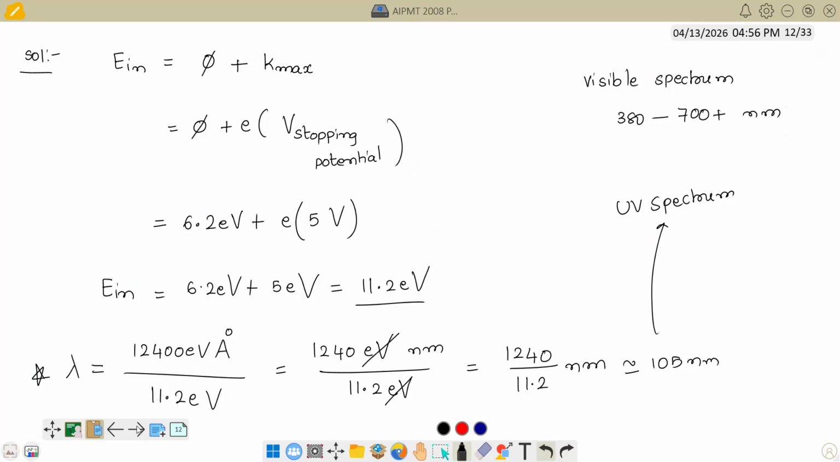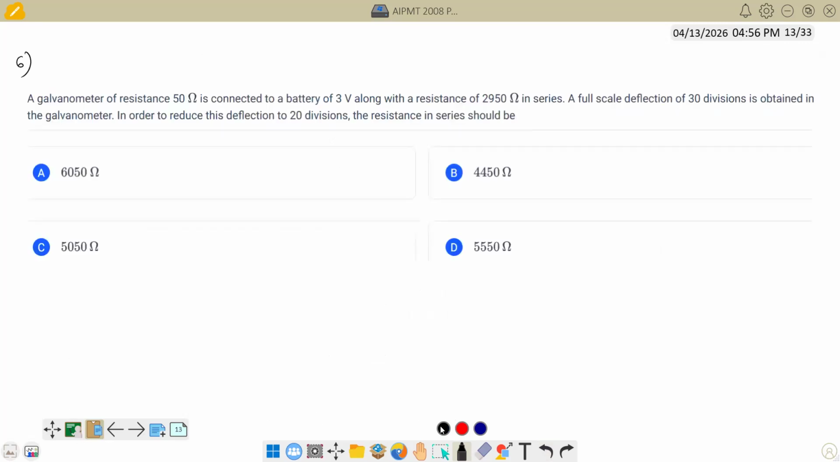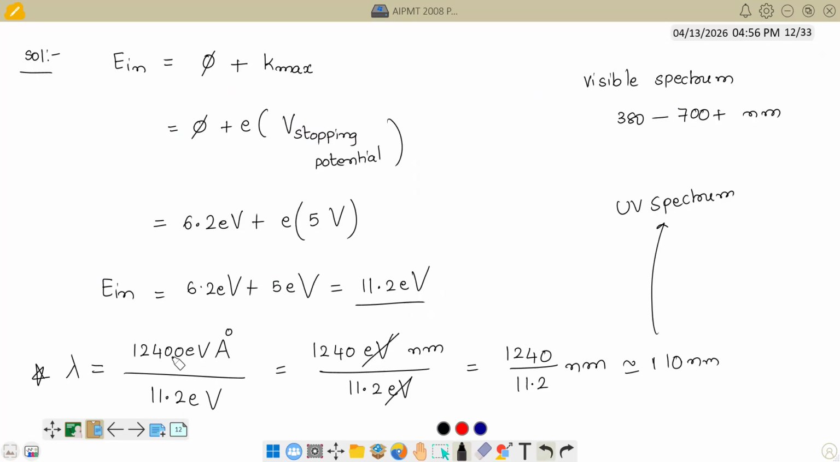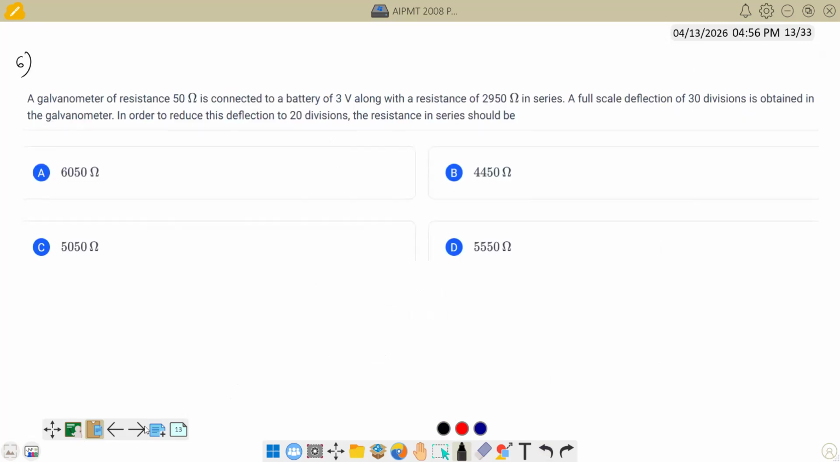But anyway, if you exactly solve 1240 divided by 11.2, you will get some 110. But you need not solve this, you need not divide it. They can tell that the answer would be slightly greater than 100, then it will fall under UV spectrum. We'll go for the next one. But the key formula in this is 12400 electron volt angstrom divided by 11.2 electron volts. This is the key formula in solving this. We'll go for the next one.